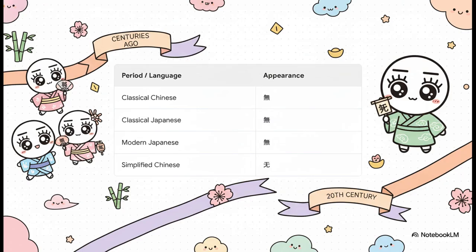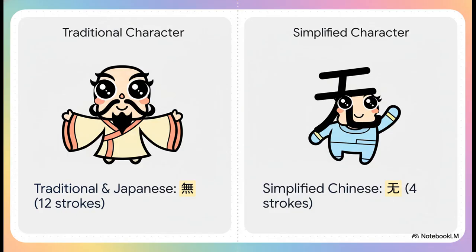And what's just amazing is that visually, for centuries and centuries, the character looked exactly the same in both classical Chinese and Japanese. I mean, look at that. Even today, Japan uses that ancient form. The big visual change only happened in the 20th century, when mainland China decided to reform its script. And here is that split, plain as day. On the left, you've got the traditional 12-stroke form, mu, which is still the standard in Japan, Taiwan, and Hong Kong. And on the right, that's the modern simplified Chinese version, mu. It's such a radical change, from 12 complex strokes all the way down to just 4.